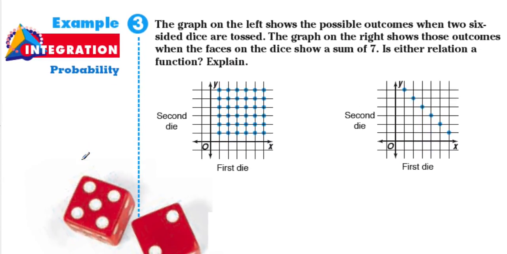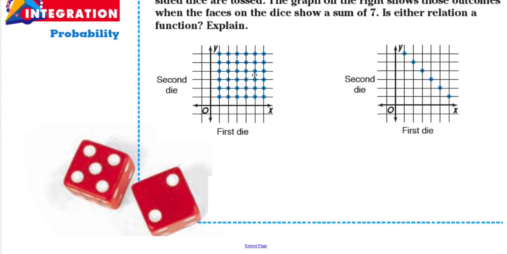The graph on the left shows possible outcomes when two six-sided dice are tossed. The graph on the right shows those outcomes when the faces of the dice show a sum of 7. Is each graph either a relation or a function? Explain. Now, if you look at the graph on the left, we need to find out if it's a function or not. The simplest way to do this is to use the vertical line test. You can use another test too, but the vertical line test would probably be the best one to use.